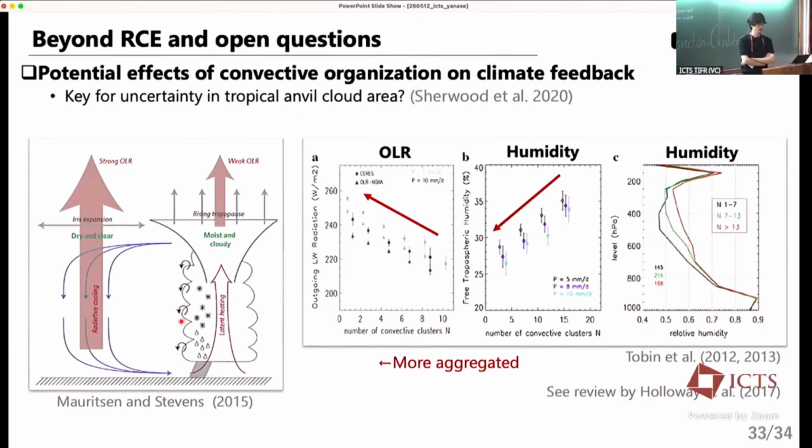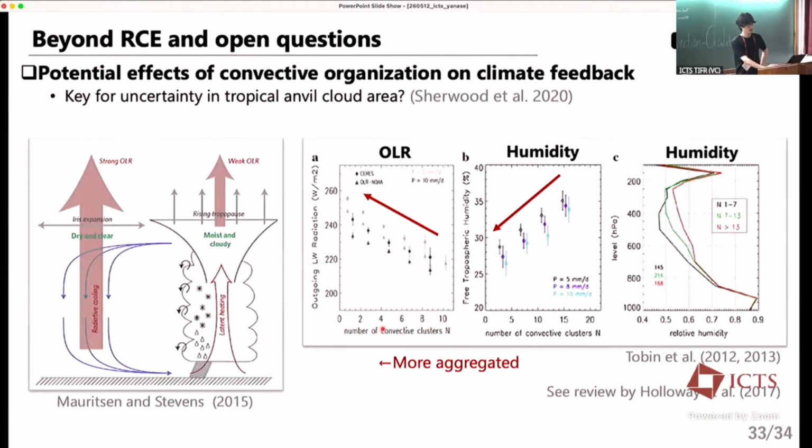Yeah, that's a good point. Of course, in RCE, there is very strong moisture contrast, but it is not observed, at least in the moist deep tropics. So maybe that is exaggerated in RCE, but this is one example to think about aggregation in the real world. This is a review paper by Holloway, and it asks exactly the same question, observing aggregation in the real world. And this is one example.